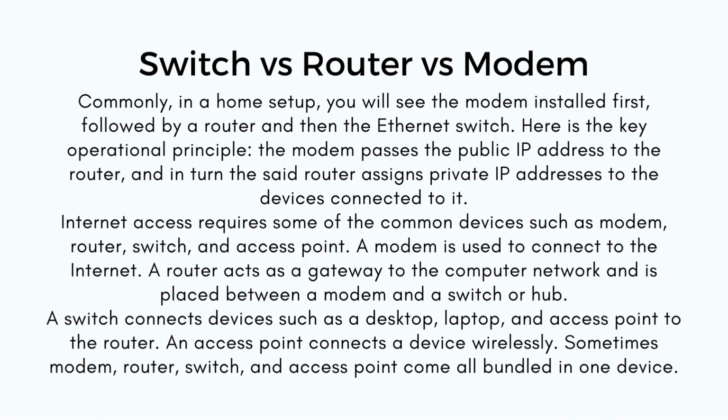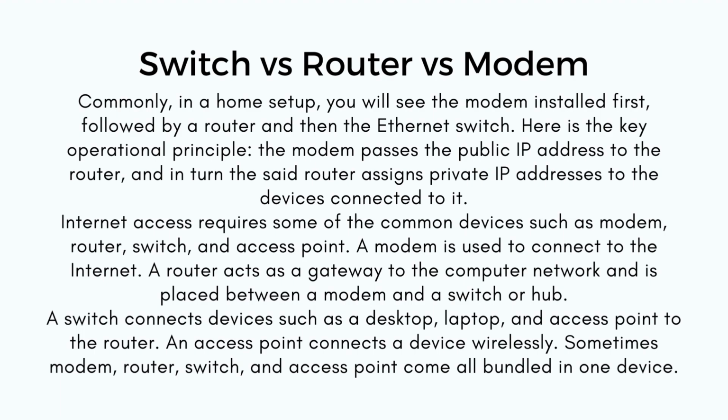Switch versus router versus modem. Commonly, in a home setup, you will see the modem installed first, followed by a router, and then the Ethernet switch. Here is the key operational principle: the modem passes the public IP address to the router, and in turn, the router assigns private IP addresses to the devices connected to it.